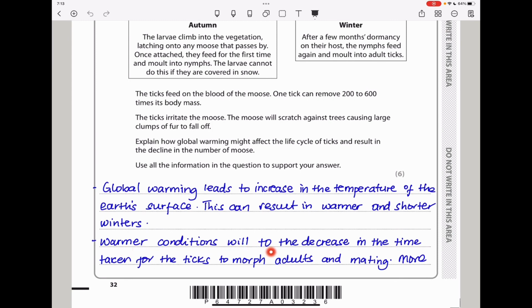So the warmer conditions will lead, let me just write that. Sometimes I use the iPad, and some of the things get deleted slowly. So I say, warmer conditions will lead to a decrease in the time taken for the ticks to morph. Morph is like change into adults and mating.